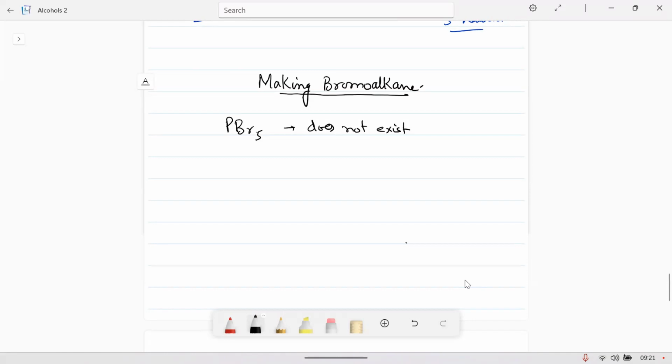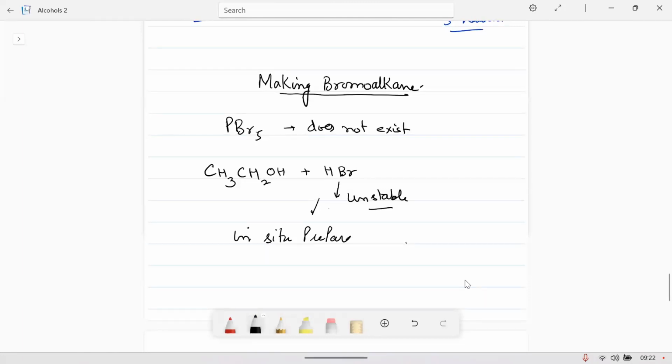So here what we do is we take the alcohol, CH3CH2OH, that is ethanol, and you react it with HBr. But the problem is this HBr is unstable. Unstable means you don't have it in the lab. Like HCl you have in the lab, you don't have the HBr in the lab. So for such chemicals which are unstable, you don't have them in the lab. What you do is you go for in situ preparation. So we will have to go for the in situ preparation of HBr.